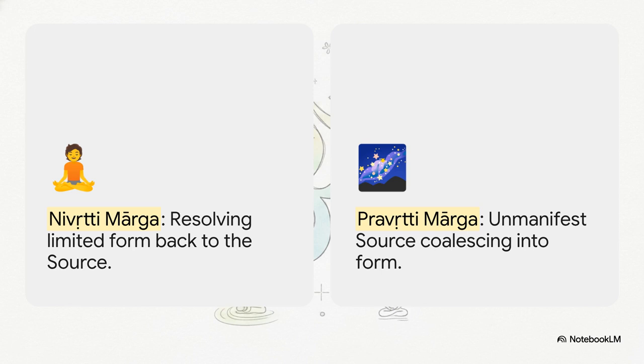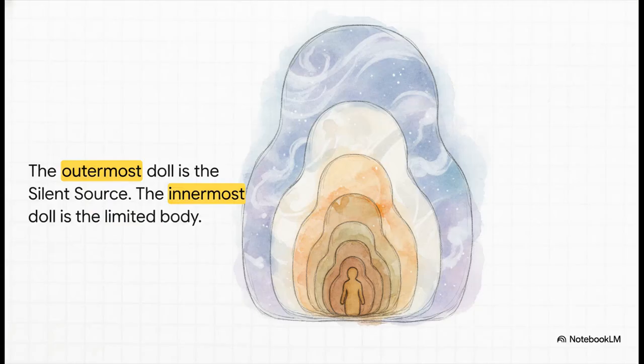The source texts describe two distinct paths. The nivritti marga is the inward journey. This is your meditation, resolving your limited human form all the way back to the source, kind of like taking the dolls apart one by one. But the pravritti marga is the outward journey. It explains how the universe actually emanates into existence in the first place, how energy coalesces from total formlessness down into dense physical form. And when we look at the outward journey, the whole doll analogy reverses.